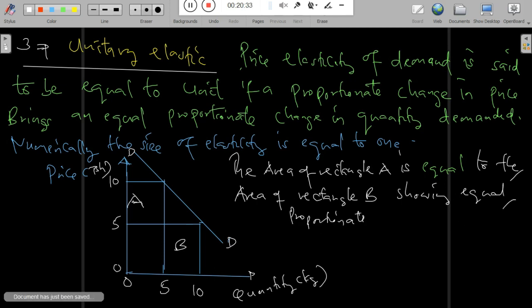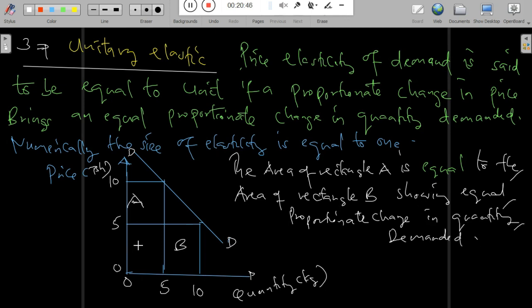So the area of rectangle A is equal to the area of rectangle B. If the area of rectangle A is equal to the area of rectangle B, it shows that the proportional change in price is equal to the proportional change in quantity demanded.